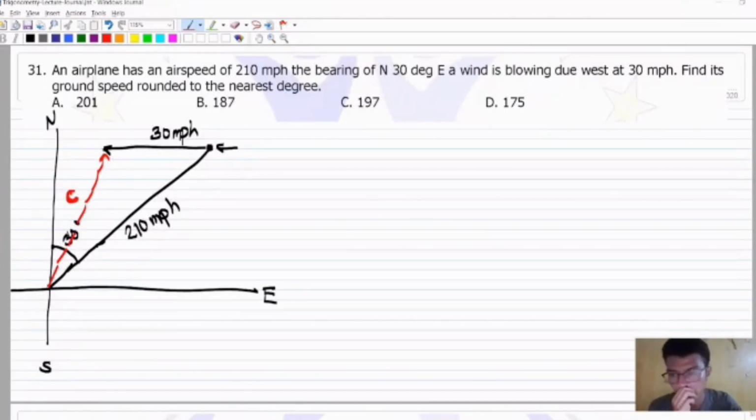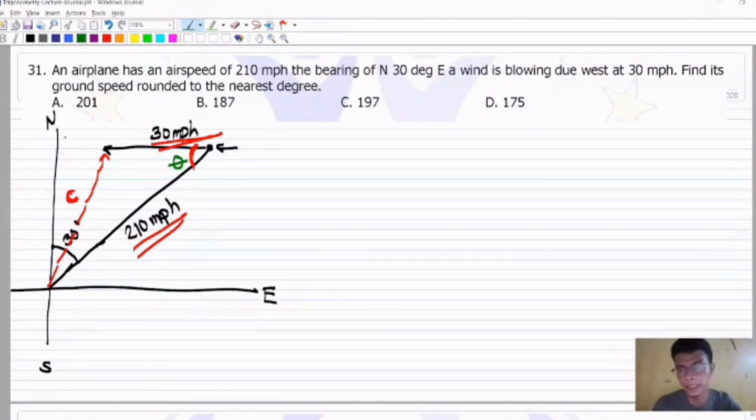So anong gagawin natin dito? Meron tayong two given sides, 30 mph, and then meron tayong unknown side. Di ba para magamit natin yung cosine law, kailangan alam natin what is the value of the angle na nandito opposite of the unknown side. What is this angle? Theta. So paano kaya natin isosolve yan?